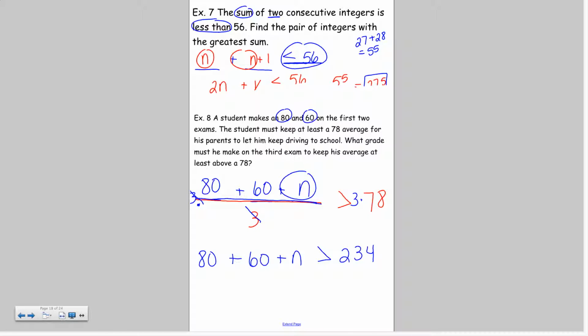This one's different because it's talking about us having to find another test score, and we're talking about averages. So now it's just an equation we're going to have to solve. I have like terms. 80 plus 60 should be 140. You still have N, and you have 234. So be thinking ahead about what your next step would be.